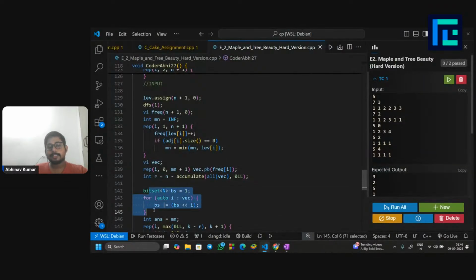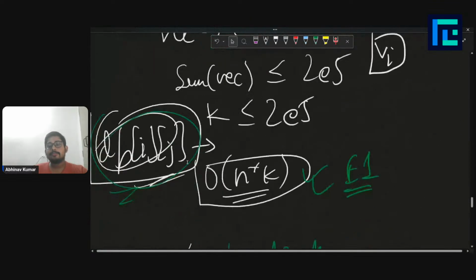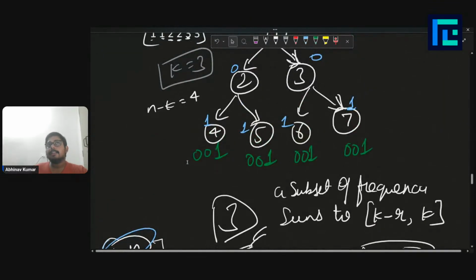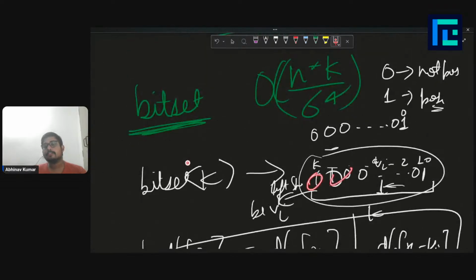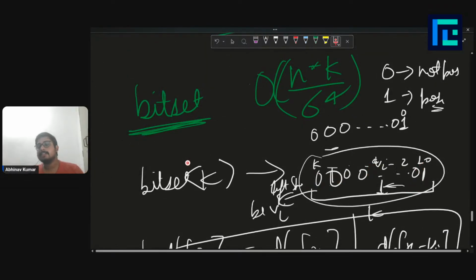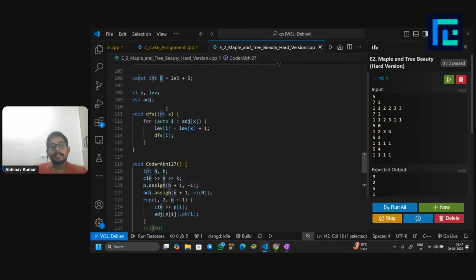After that, I apply the knapsack DP. I take a bit set which is initialized with 1. If I'm writing bs equal to 1, it would initialize with a binary number representing 1. What is a binary number representing 1? It is this 0001. That is what our initial state is. Initially making a sum 0 is possible, making all the other sums is not possible. So the base case of the DP is bs equal to 1. And the size of the bs is taken as n, where n is like 2e5. So at max the size of the bit set can go up till 2e5.